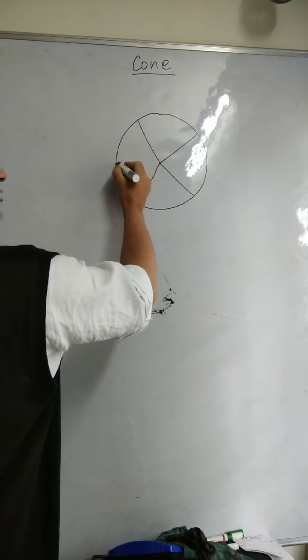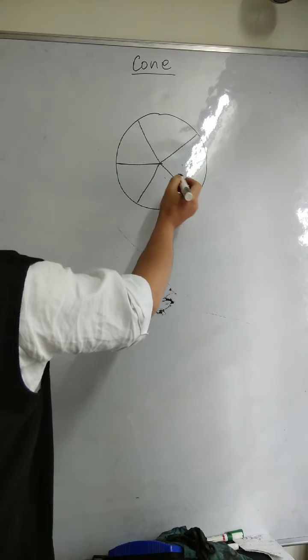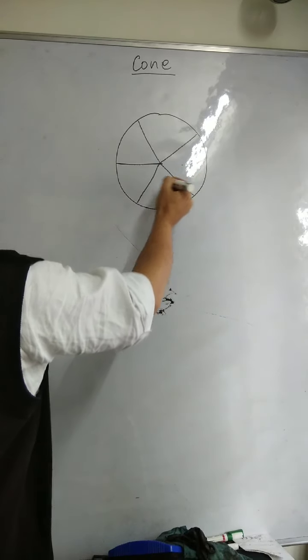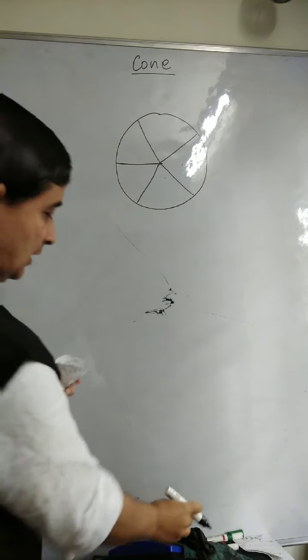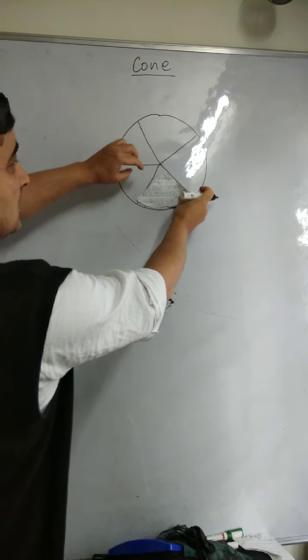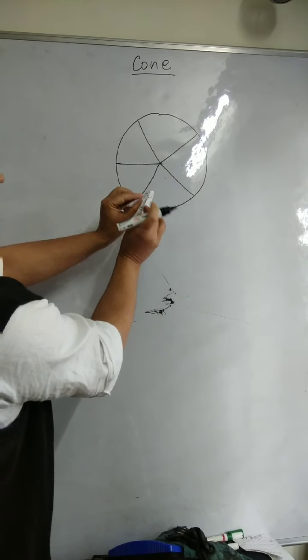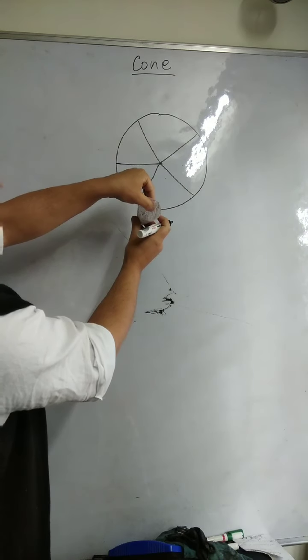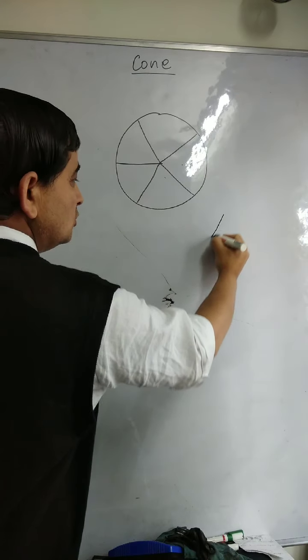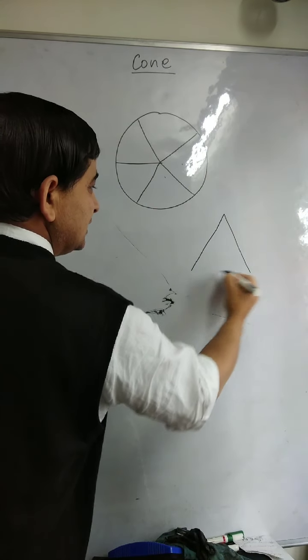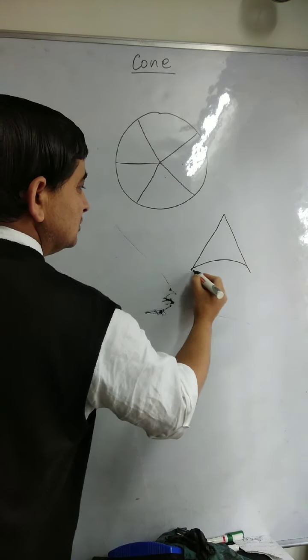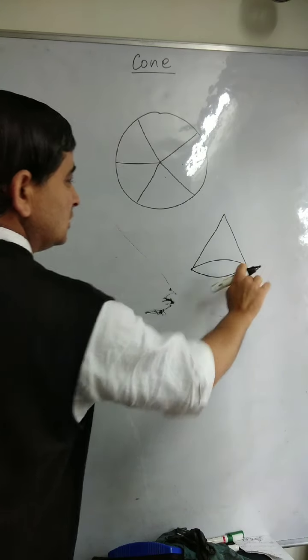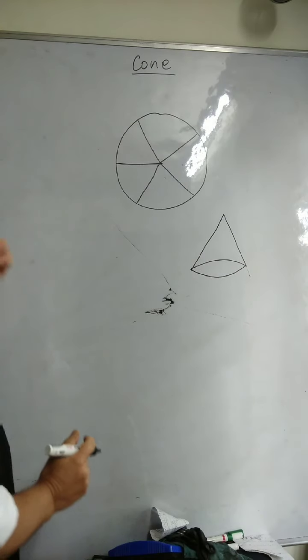So in this circle, whatever number of sectors you are cutting, each sector will form a cone, right? So this is a sector. If you join its two radii, it will form a figure. That figure is called what? Cone. The figure will be somewhat like this. So this is called a cone, right?